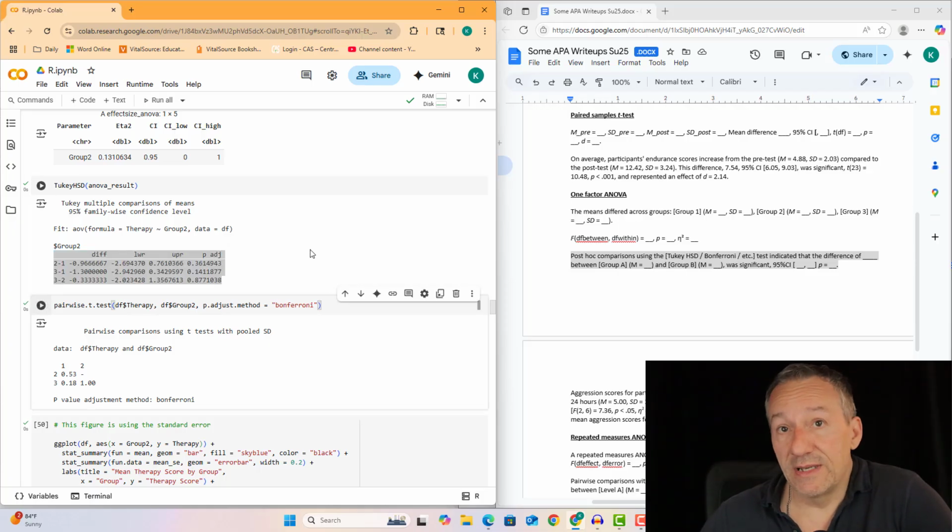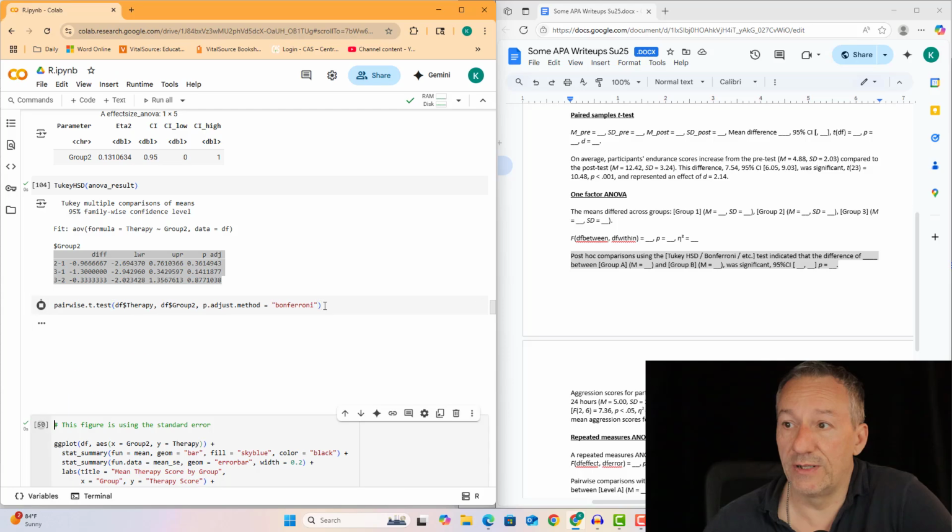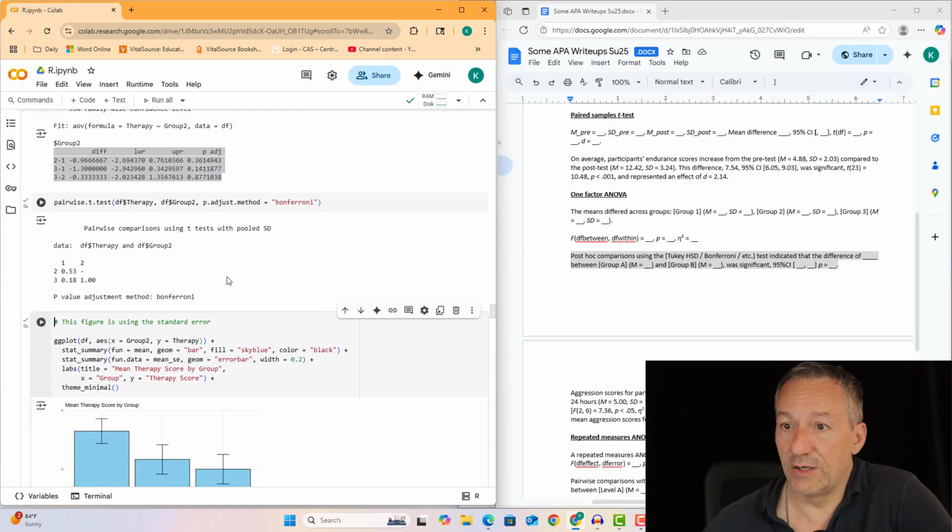If we did have a significant finding, and maybe for whatever reason you don't like Tukey's, you prefer Bonferroni's, this is how you would do that. A pairwise t-test with our variables of therapy by group, and then that P adjustment using Bonferroni. Shift enter, and there you go. So this is just giving you the P values: 1 to 2, 2 to 3, and 1 to 3.